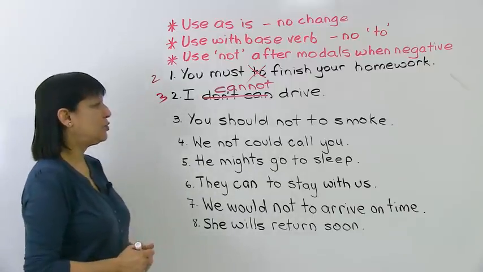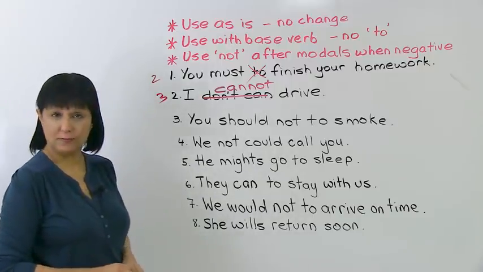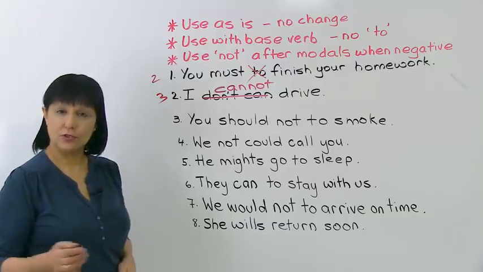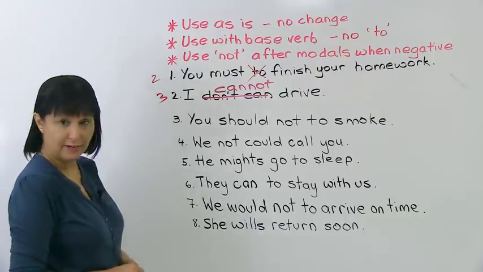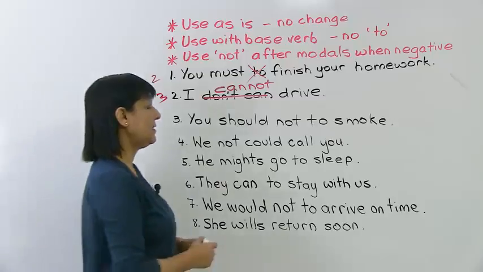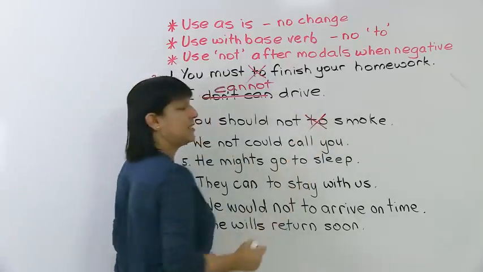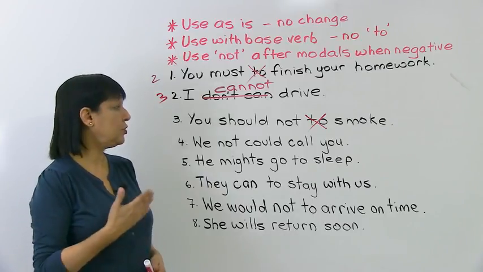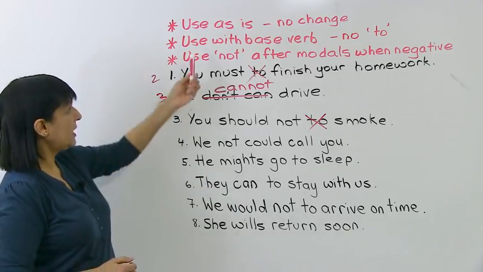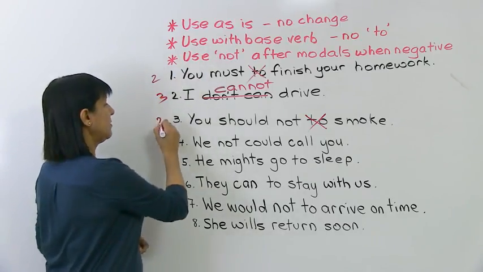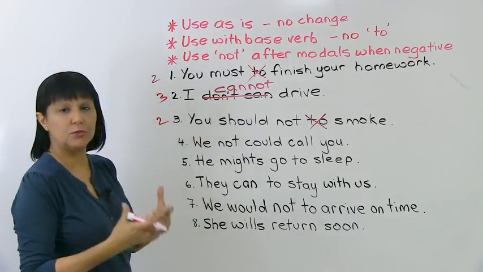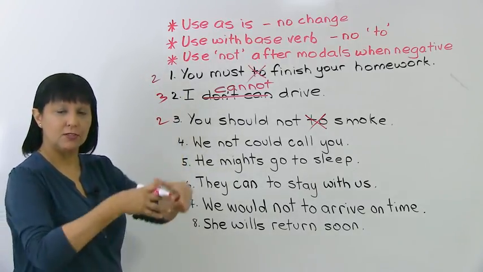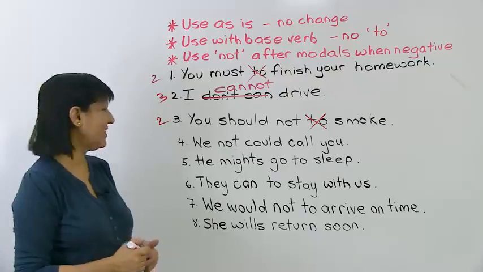Number three, you should not to smoke. What's wrong there? Okay, again, we want to take out this to. The sentence should be, you should not smoke. So again, you don't want to use the to. Just use the base form of the verb. Don't use the full infinitive.